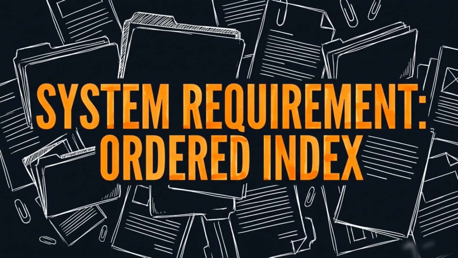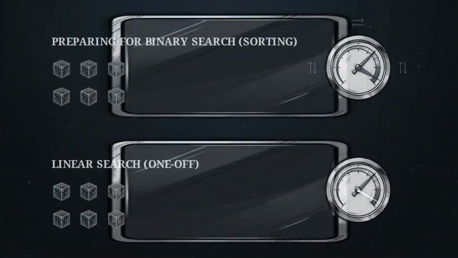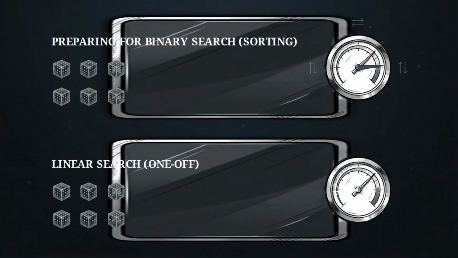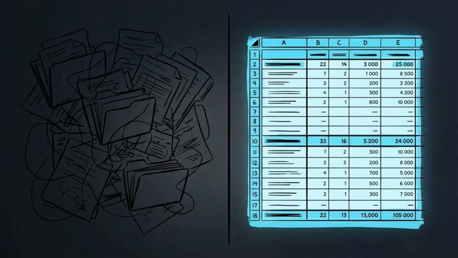However, this efficiency depends entirely on the data being sorted. If the cost of sorting the data is higher than the savings from searching it, a linear search might actually be faster for one-off operations. Binary search shows how organizing data transforms high-latency linear processes into efficient logarithmic steps.